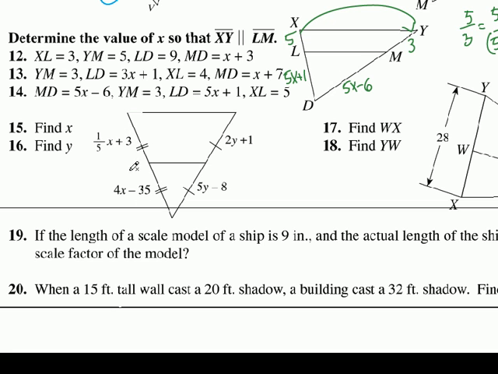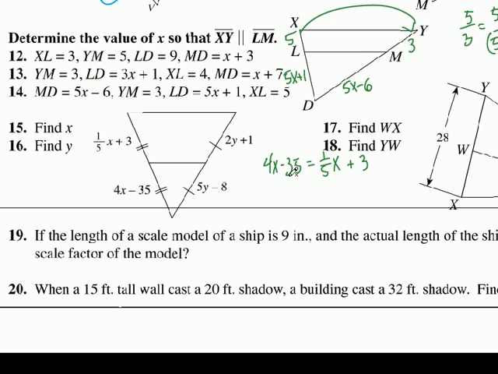Okay. So look, solve for x. You set these two equal to each other, right? Because look, this segment equals this segment. That's basic stuff. I guess I should do it because there might be some people who don't really see what I'm talking about. So 4x minus 35 equals 1/5 x plus 3.